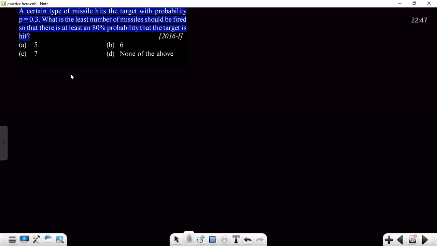So let's say the chance of a missile hitting the target in the first event is 3 by 10. Let's call the event of hitting the target event H, and missing it event M, which is 1 minus 3 by 10, which is 10 minus 3 by 10, so 7 by 10 is the chance. There is a 70% chance that the missile will not hit the target. Okay.